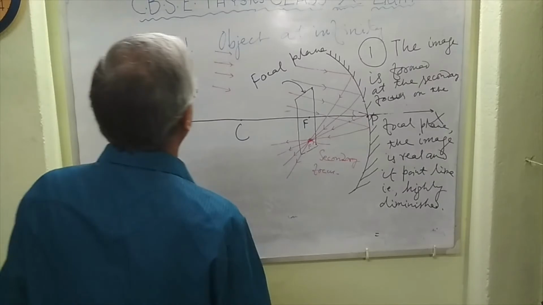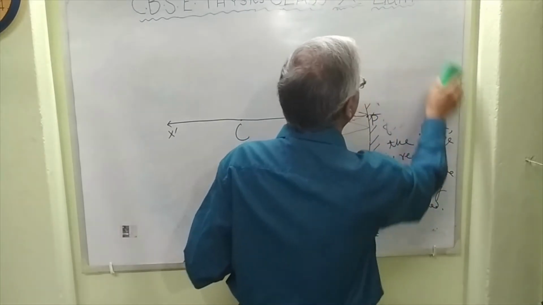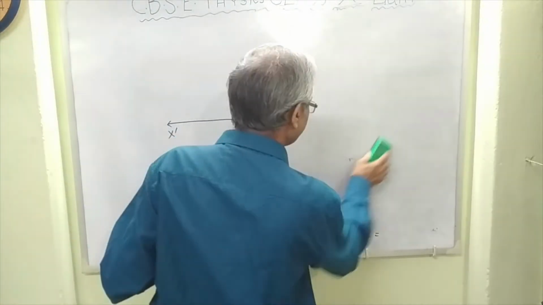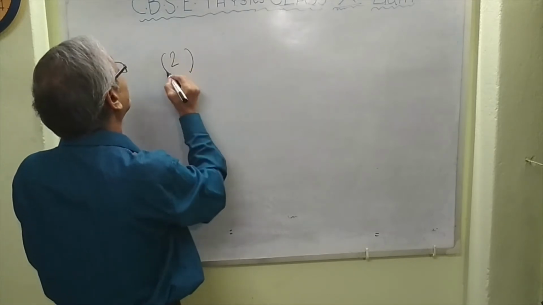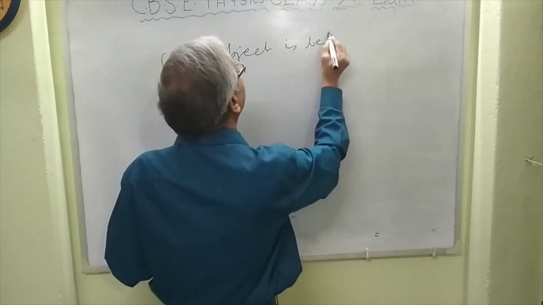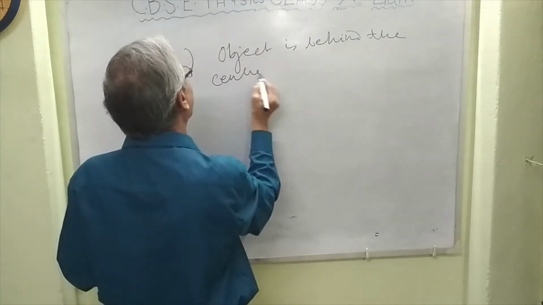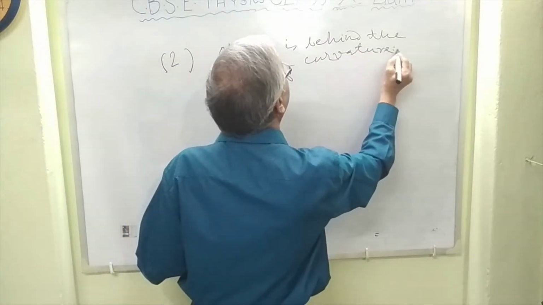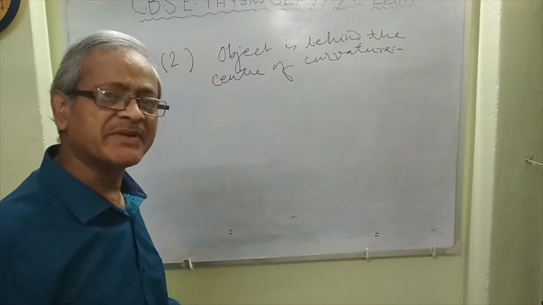Now, second point, object is behind the center of curvature, far behind the center of curvature. Object number 2, object is behind the center of curvature. What will be the image? Its position, nature, and magnification.